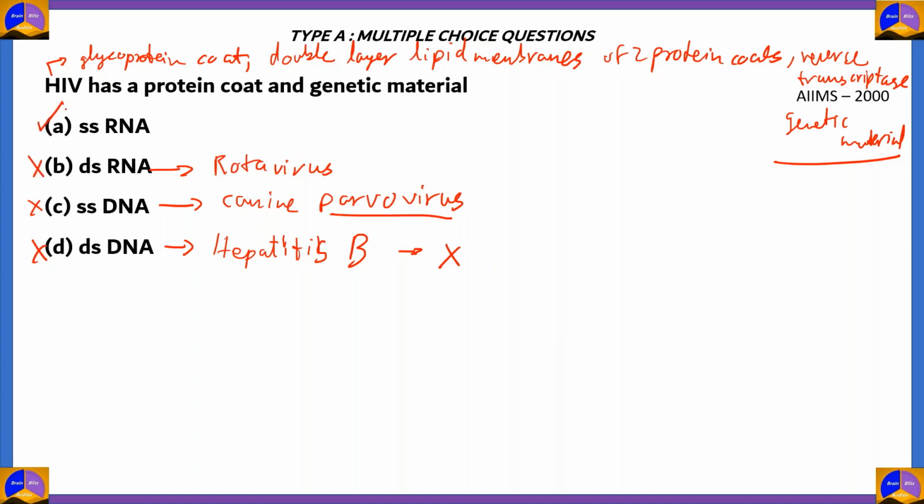The right answer is option A, ssRNA. ssRNA, with the help of reverse transcriptase, is the reason why retroviruses infect human beings. They rewrite the DNA code.